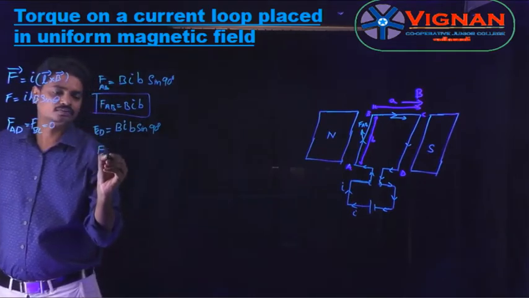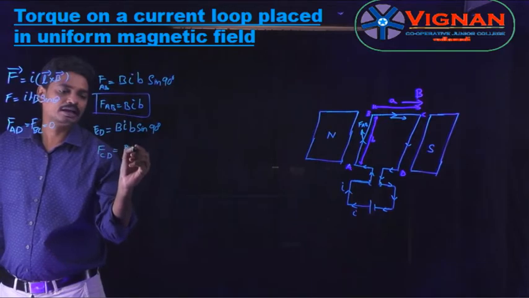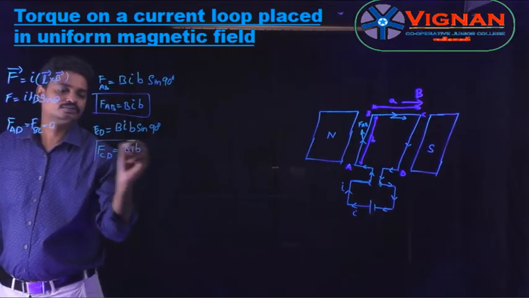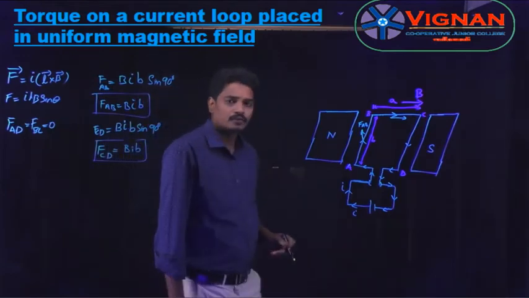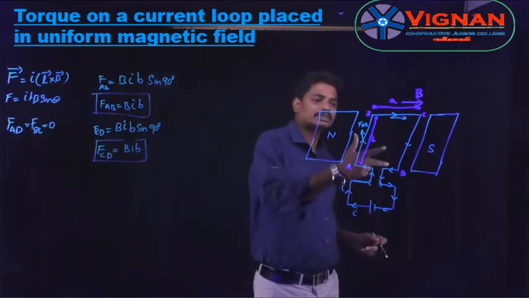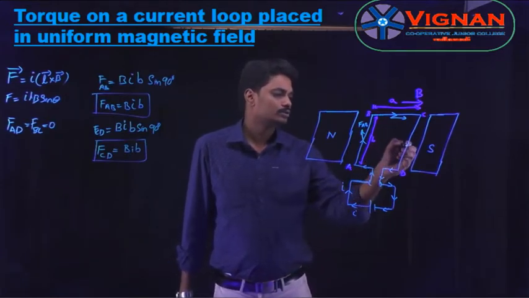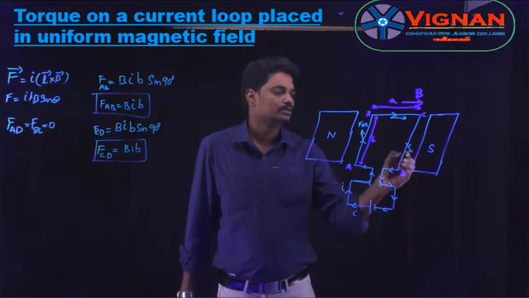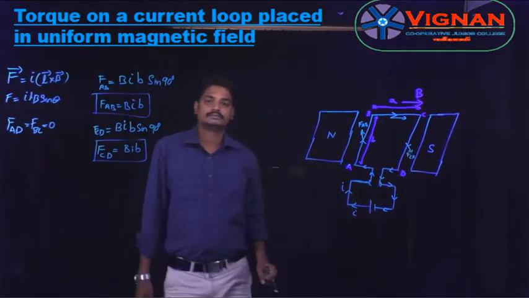So FCD is equal to BIb. And what is the direction of the force? By using Fleming's left hand rule, the direction of the force is outward from the board. So the direction will be like this: FCD, out of the board.